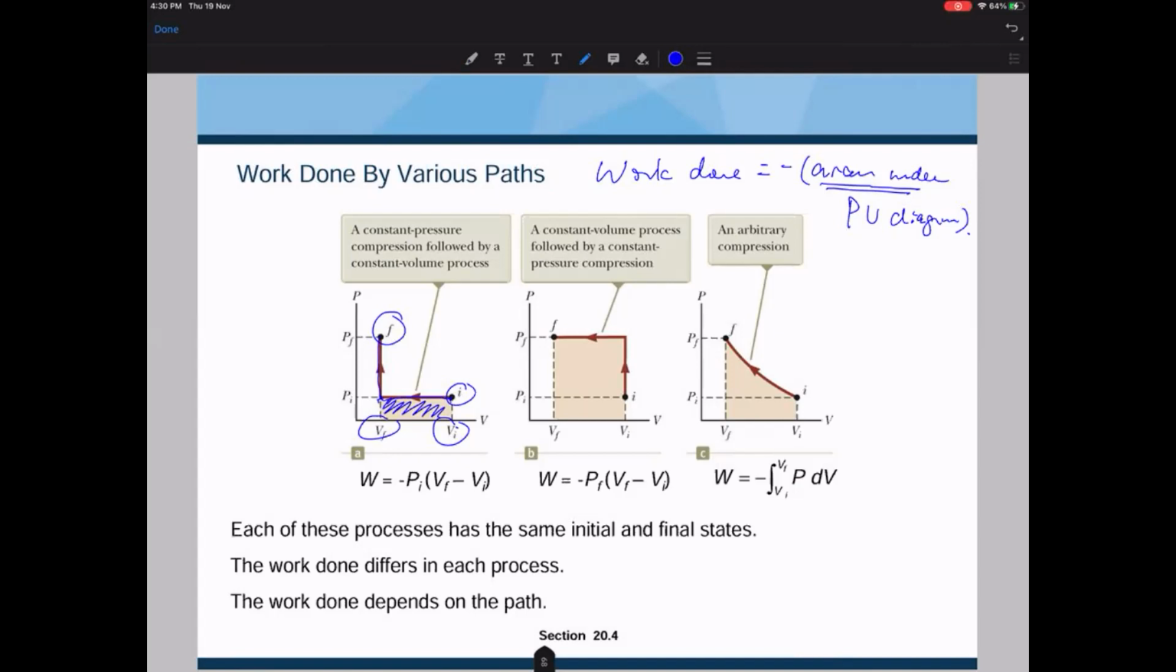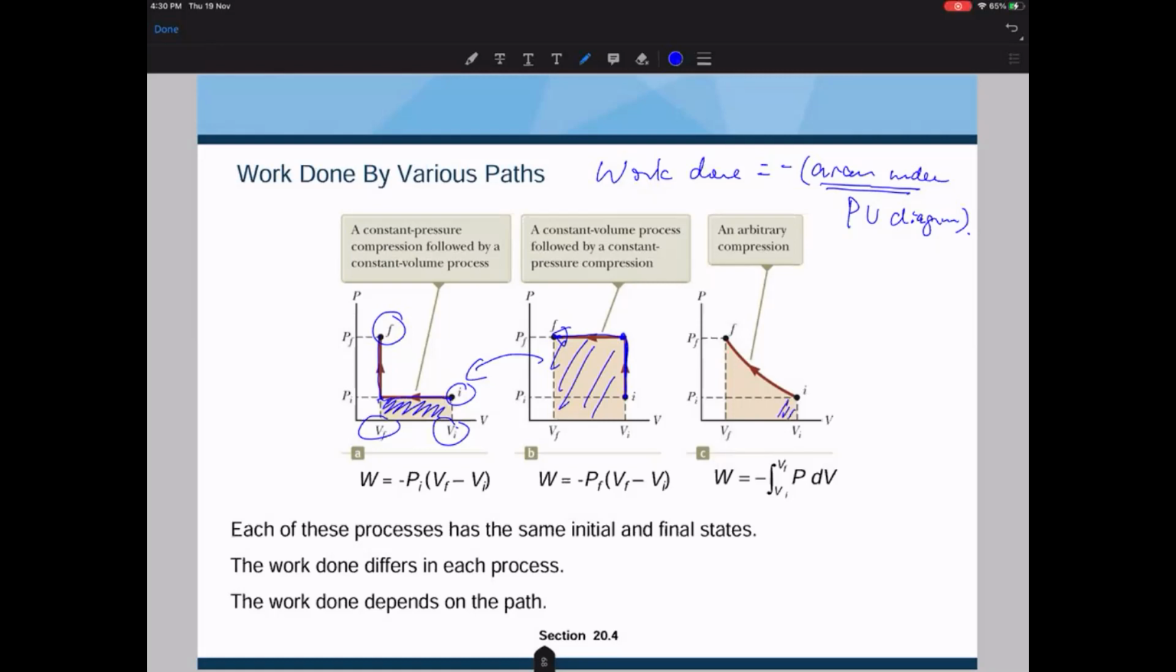In the second case, there is a slight difference. First, we increase the pressure at the constant volume. And then at the high pressure, we decrease the volume. So the work done is the total area, which is larger than the first case, because the area under the curve is larger.